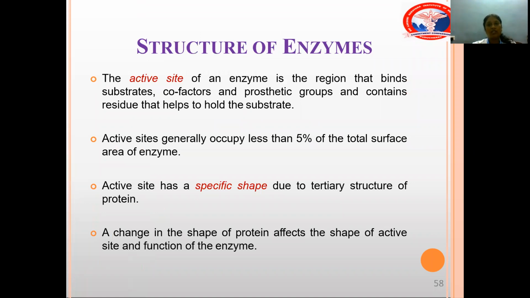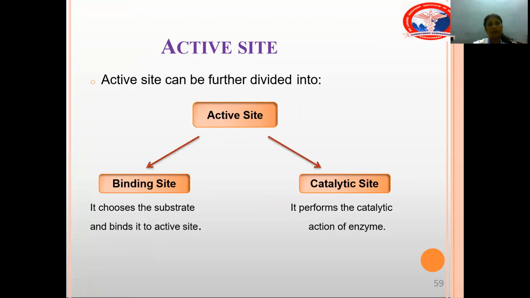So moving on to the mechanism of enzyme action, we need to summarize what the structure of an enzyme is. An active site of an enzyme is the region which binds with the substrate and cofactors, and it contains residues that are complementary to the substrate. It has its own specific shape, which is contributed by the tertiary structure. So any change in the shape of the protein will affect the active site and thereby the functionality of the enzyme.